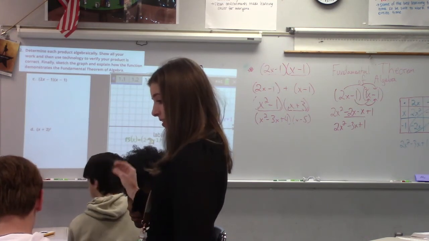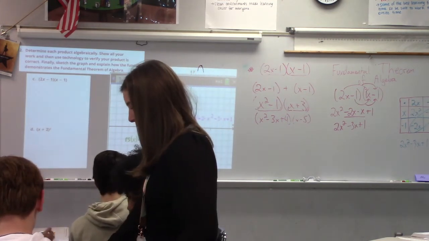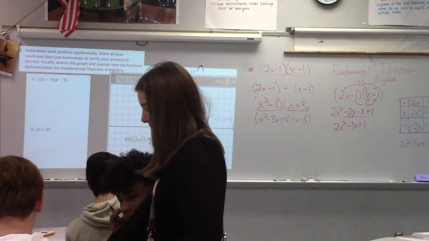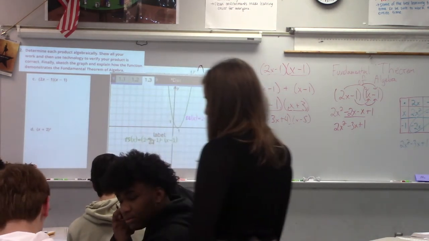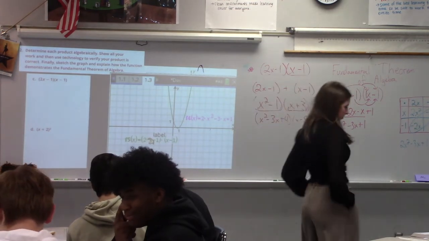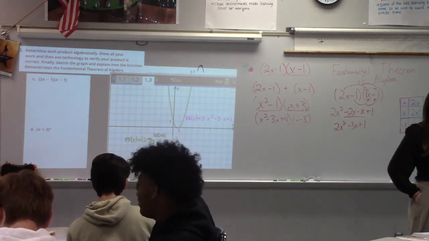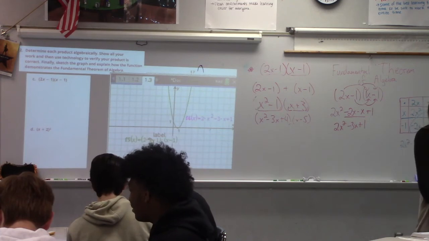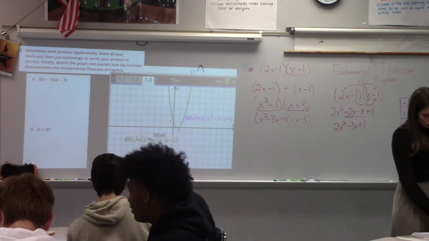You can also just distribute if you're more comfortable with it, and use that to help you organize your thoughts. Just make sure you add your like terms together, so that'd be x squared plus 4x plus 4. Okay, this is great. Yeah, this is really good. So you have 3 by 2.